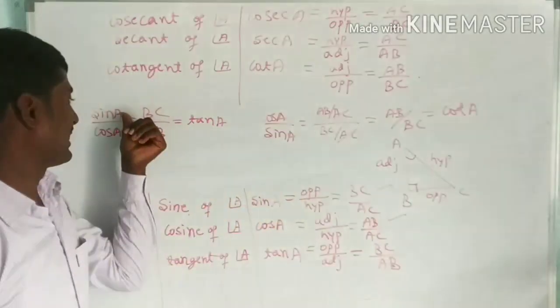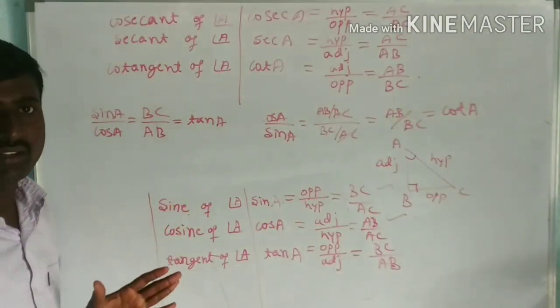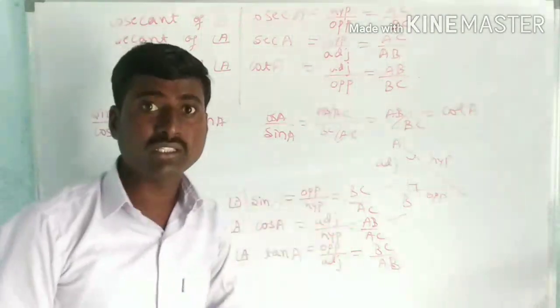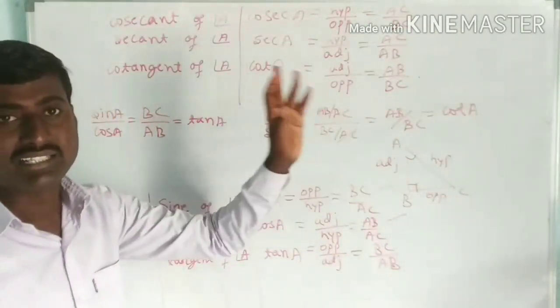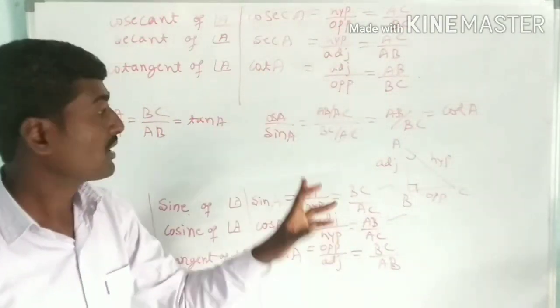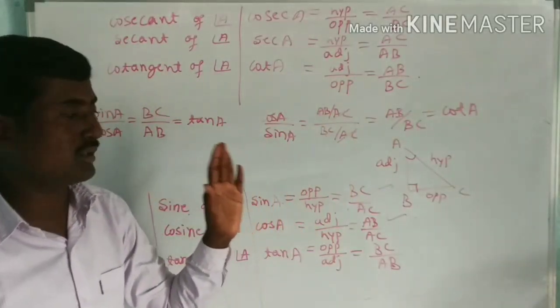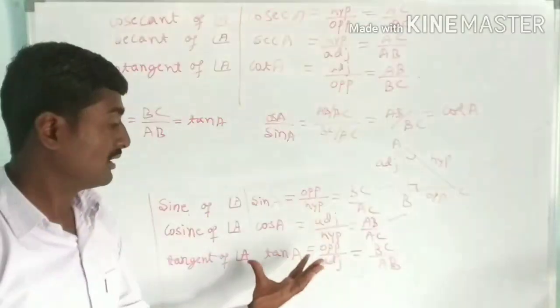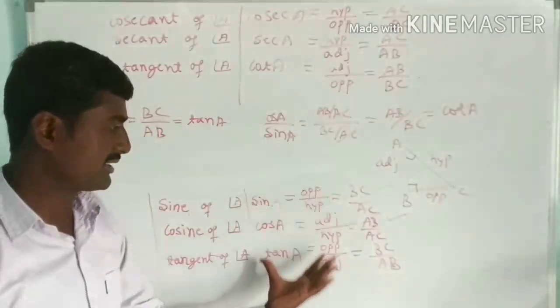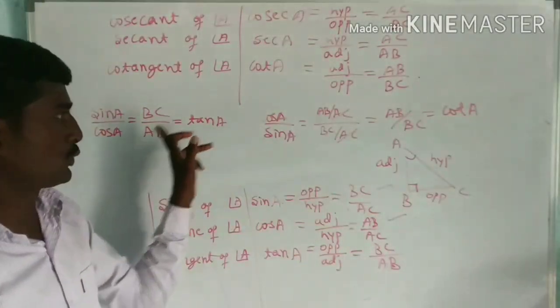Okay. So sin A by cos A is tan A. 6 trigonometric ratios including these 2 formulas. Sin A by cos A is tan A. Cos A by sin A is cot A. Okay, total 6 formulas you have to remember now. So total 8: 6 trigonometric ratios plus these 2.